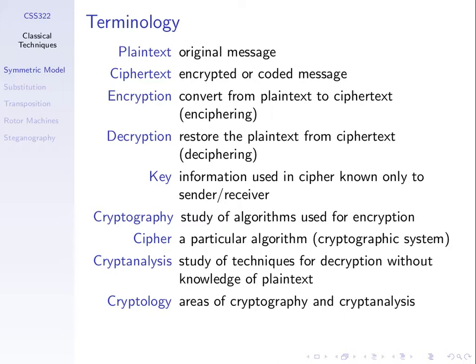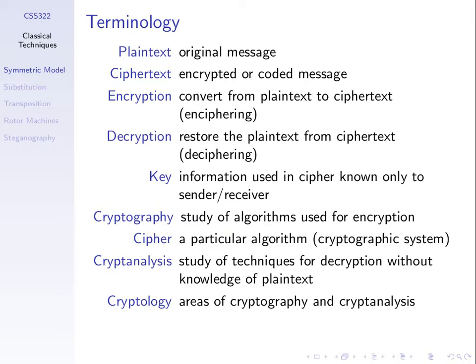Cryptography is the study of the algorithms used for encryption. So all we've said here is we convert plain text to ciphertext. How do we do that? Well, there's different ways that we can perform that conversion. They are encryption algorithms. Those algorithms, or the study of those algorithms, is cryptography. A cipher or a cryptographic system is a particular algorithm. So we'll talk about shortly the Caesar cipher, the Playfair cipher, two different algorithms.